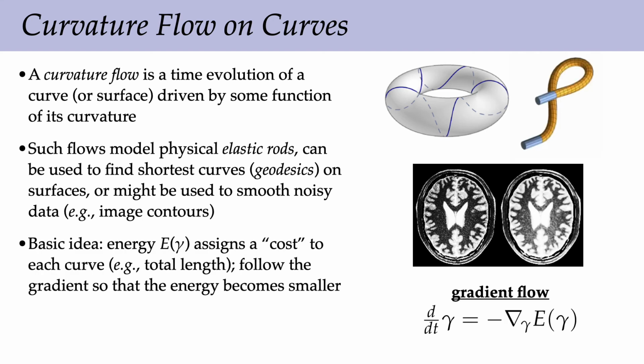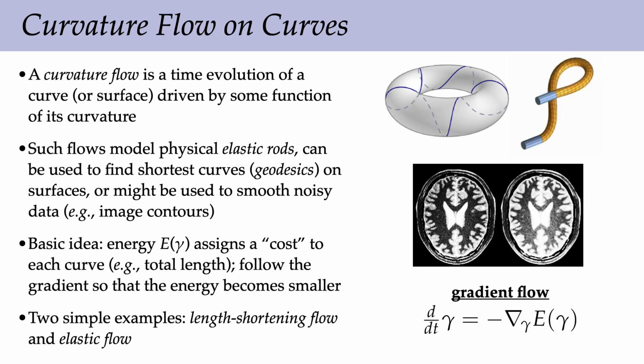The basic idea of a curvature flow is that you have some kind of energy, which I'll call E of gamma, that assigns a sort of cost to each curve. So a very simple cost might be, what's the total length of the curve? The longer it is, the bigger this energy gets, the shorter it is, the better. Okay? So if you want to make your curve better and better according to this energy, you could, for instance, follow the gradient of this energy. You could integrate a gradient flow, push the curve in the direction that shrinks this energy as quickly as possible. Okay? And we'll look at two very simple examples of curvature flow on curves. One is length shortening flow, kind of what we just described, and the other is elastic flow.